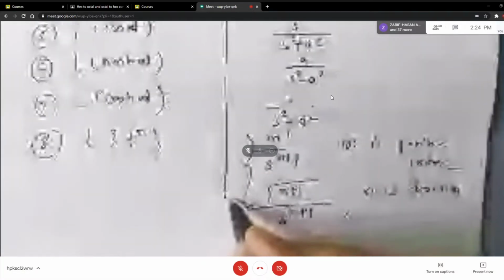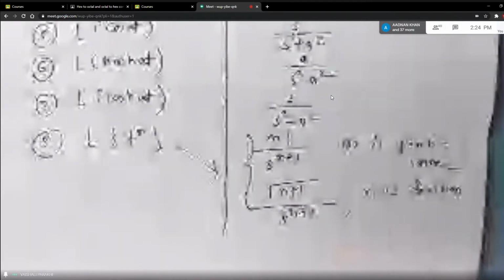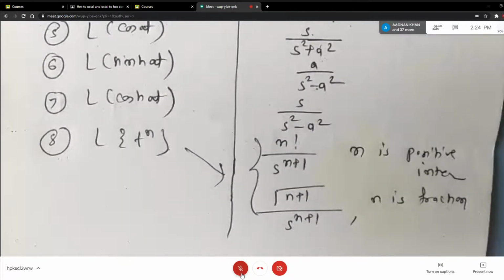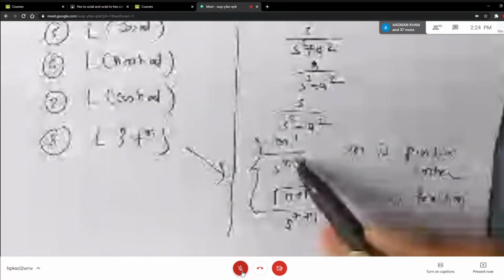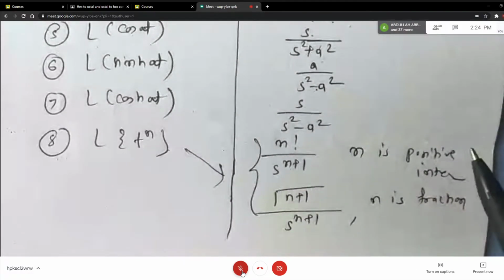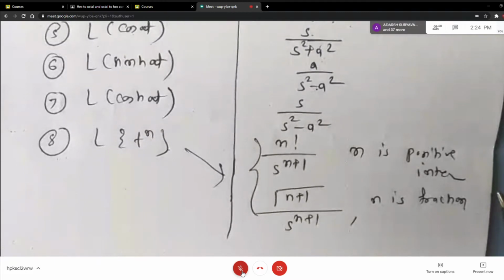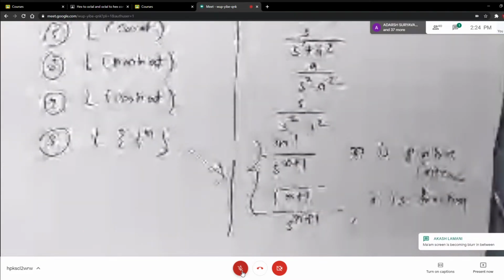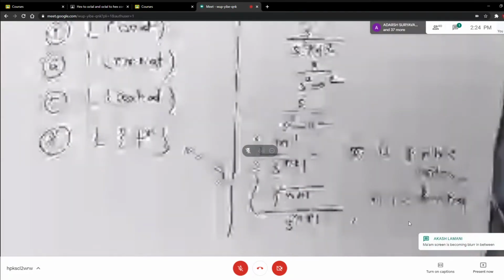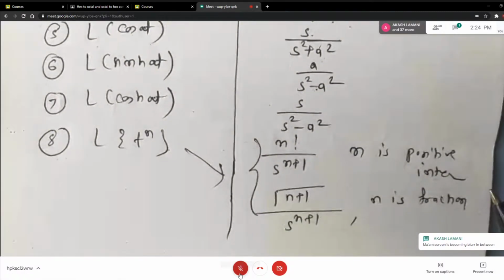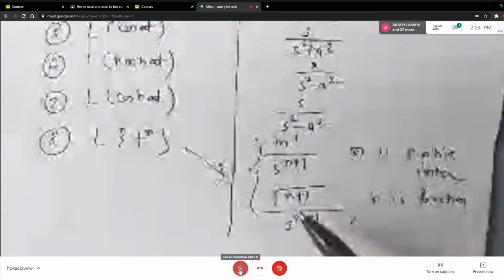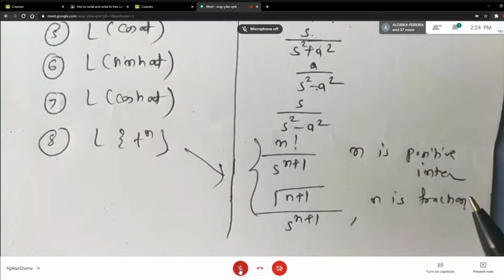So both the formulas are for Laplace of t raised to n. If n is a positive integer, then we go for the factorial formula. But if n is a fraction, then you cannot find the factorial of a fraction, right? Half factorial, 3 by 2 factorial, it is not possible. So what we do? We use the gamma formula for this.